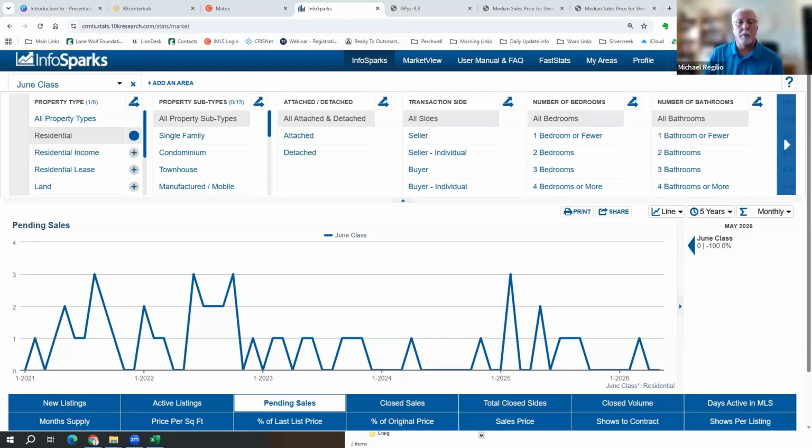Would InfoSparks be better than using Showing Time show activity in a specific location? Yes. The showing activity in Showing Time only gives you the information for people who actually used Showing Time for those showings. So the InfoSparks uses all of the different data from all of our MLS and data shares and puts it all together for you.